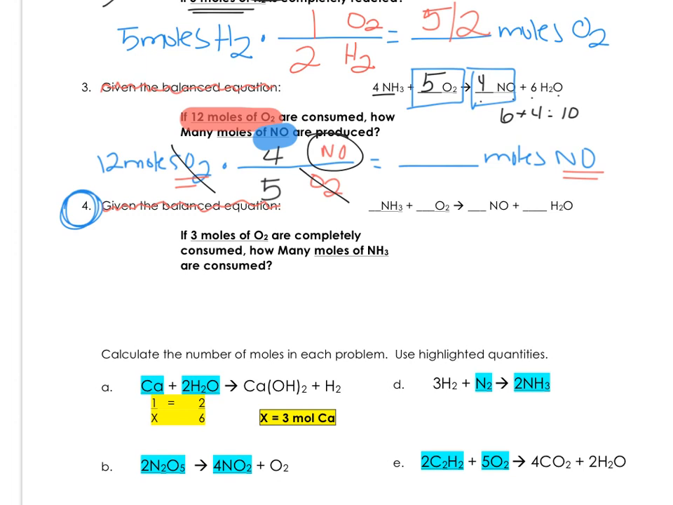So if I multiply this, I've got 12 times 4 divided by 5. So 48 divided by 5 doesn't come out even. You're going to get a decimal, and that decimal should be 9.6 moles of NO. If you don't have your units, you're going to lose points, so please be aware of that.